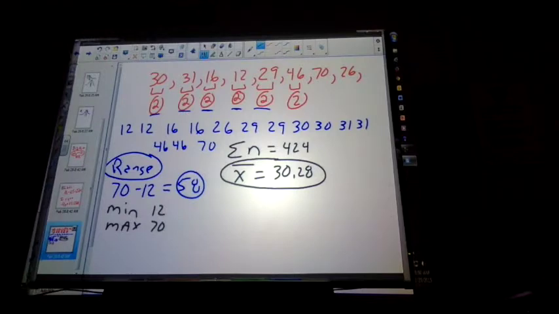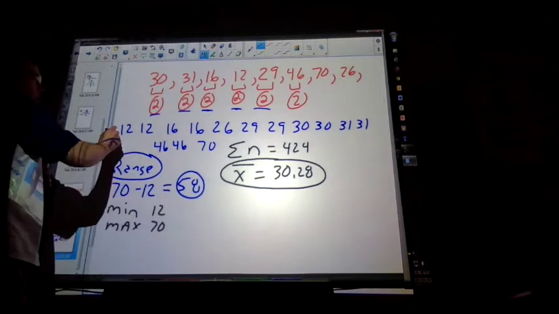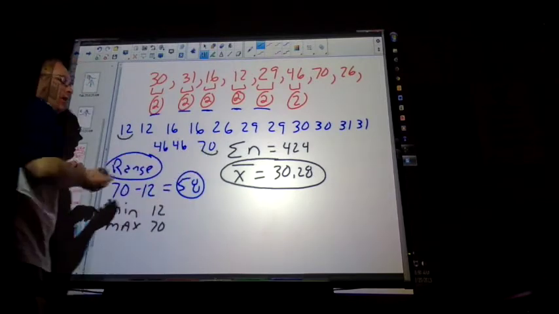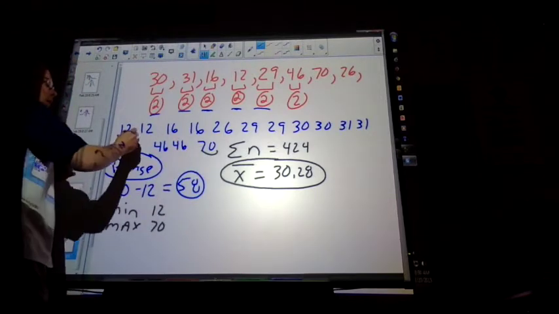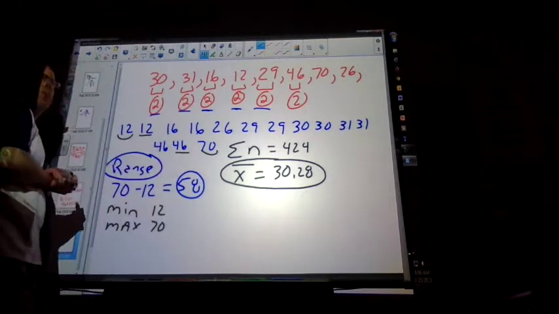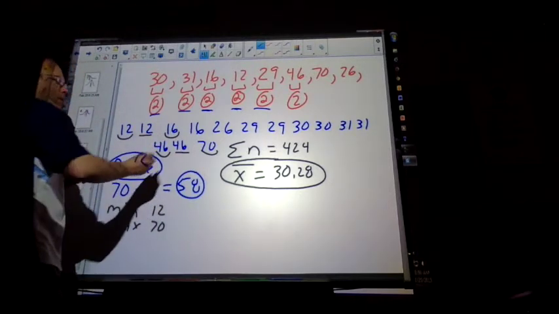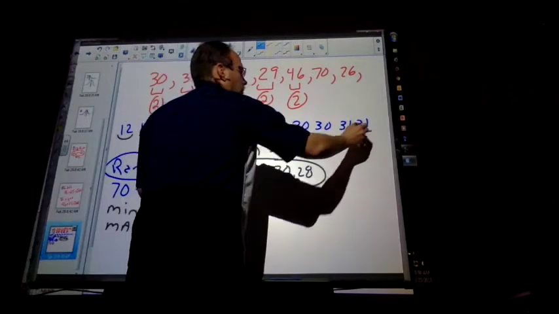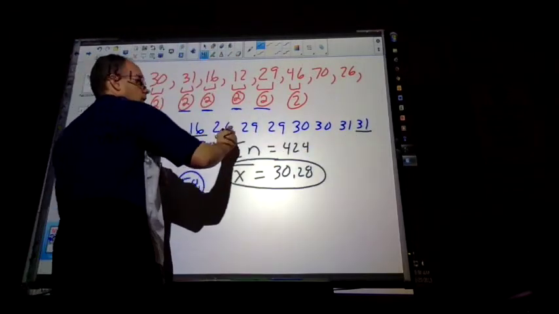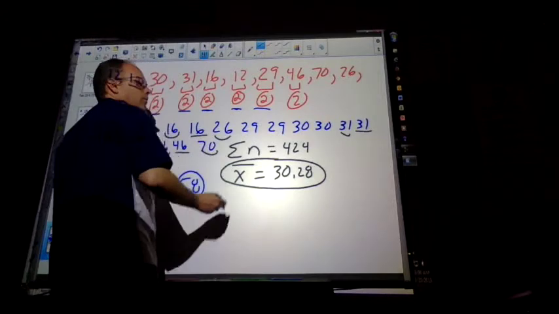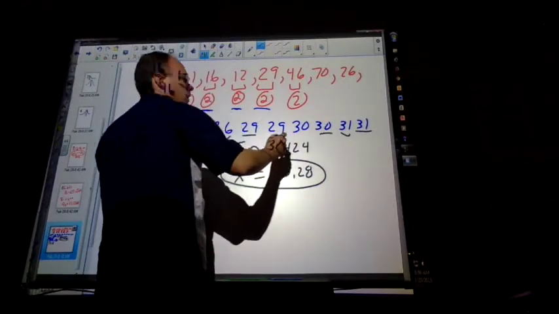Now I want to find the middle of the data. There's 14 numbers up there, right? So I go here, here. Am I at the middle yet? I'm going to go here, here. Am I at the middle yet? Here, here. Uh-oh.